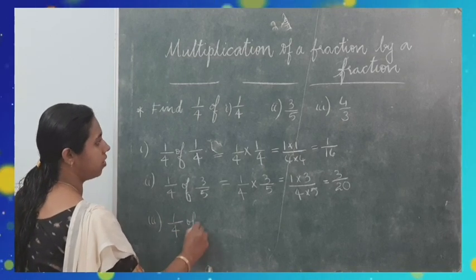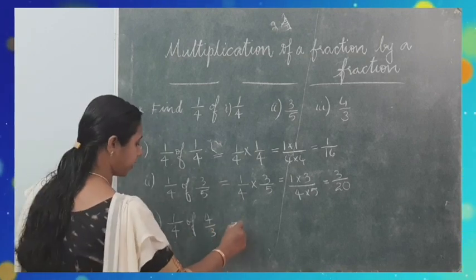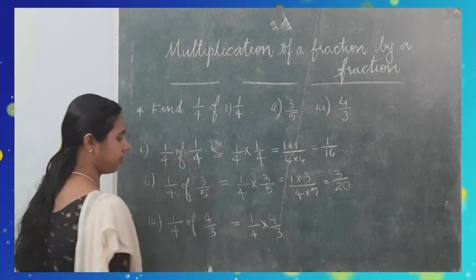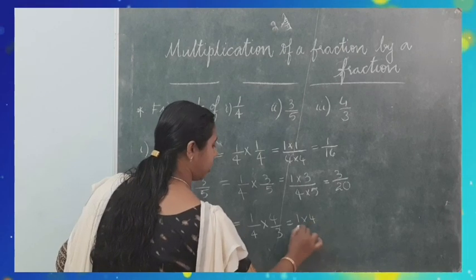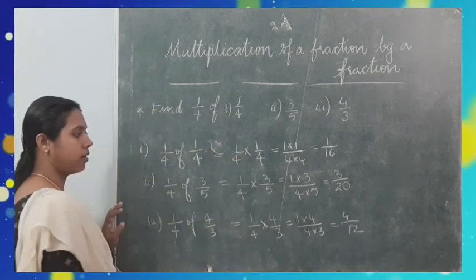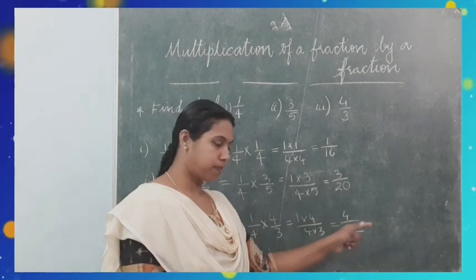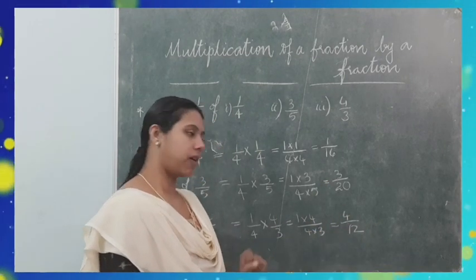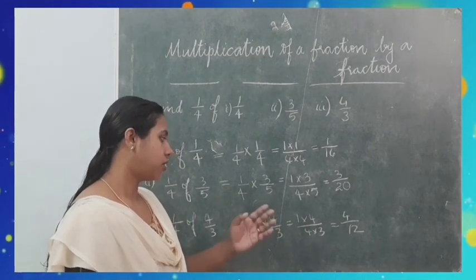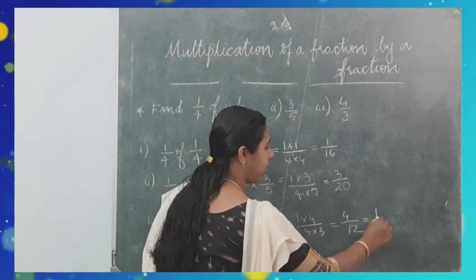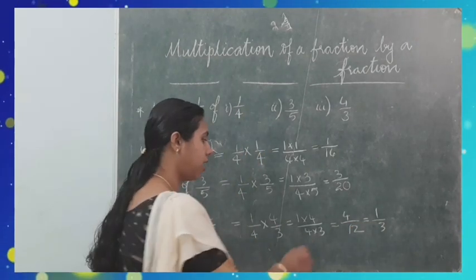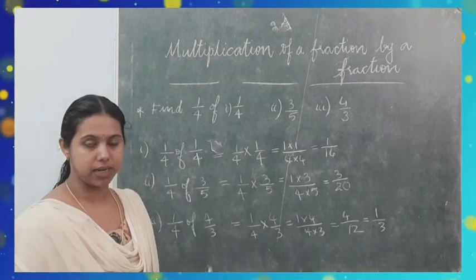1/4 of 4 by 3, which is equal to 1 by 4 into 4 by 3. That means 1 into 4 divided by 4 into 3, which is equal to 4 by 12. If there is a common factor, you can write it in the simplest form. Here, 4 is the common factor in both numerator and denominator. So, the lowest form is 1 by 3. 1 4 is 4, 3 4s are 12. You cancel the common factor, you will get the lowest form, that is 1 by 3.